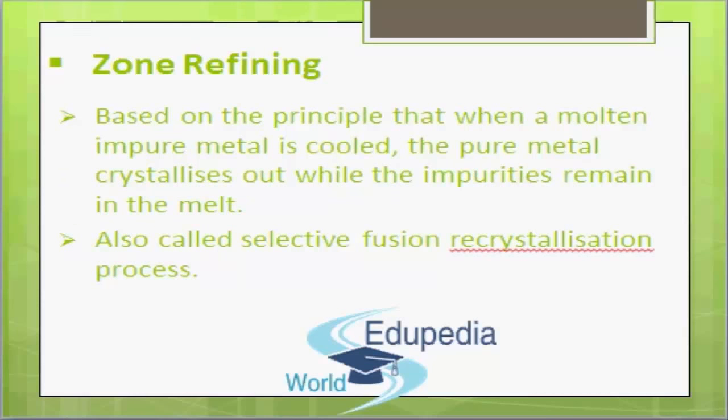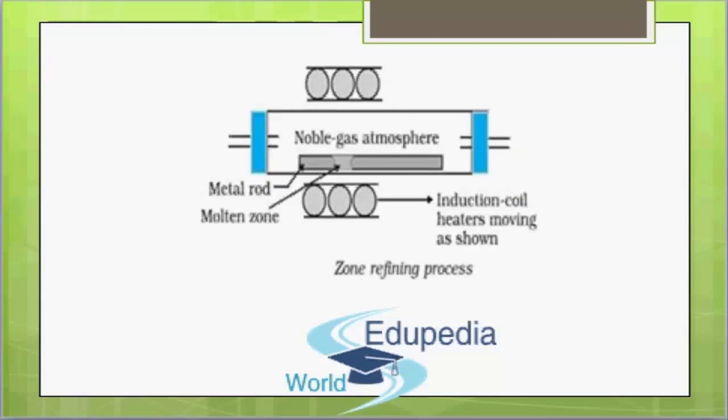Now, our next method is zone refining. It is an important refining method to obtain pure metal. This method is based on the principle that when a molten impure metal is cooled, the pure metal crystallizes out while the impurities remain in the melt. That's why this method is also called the selective fusion recrystallization process.